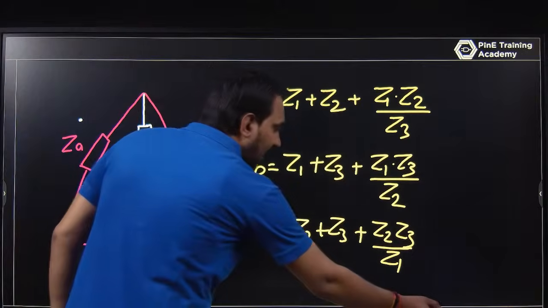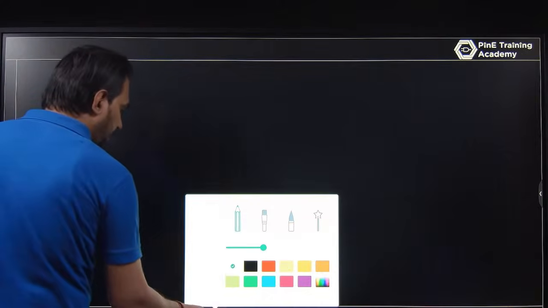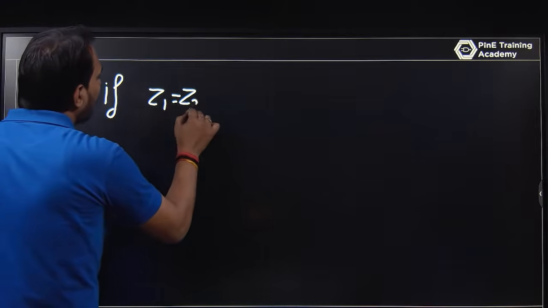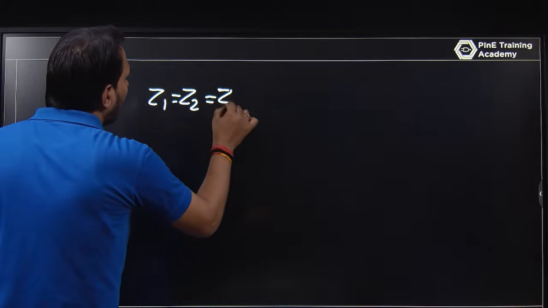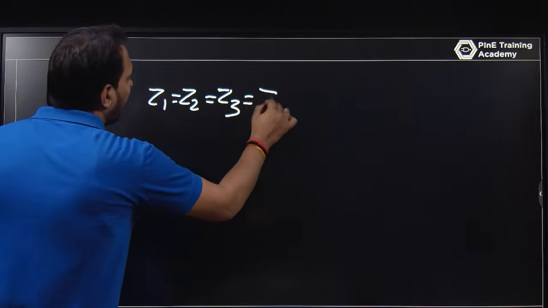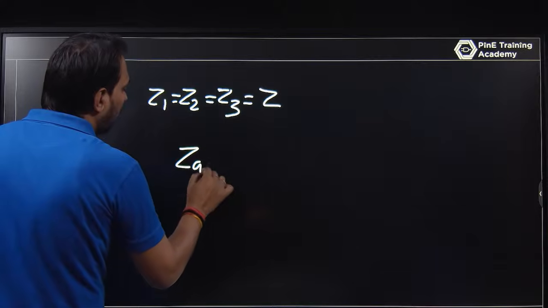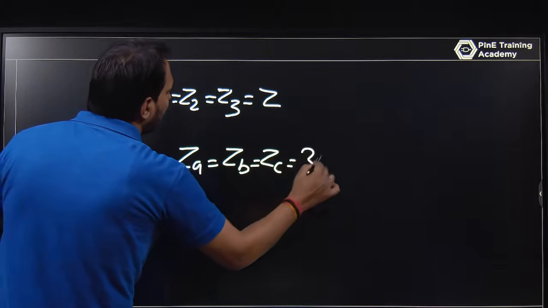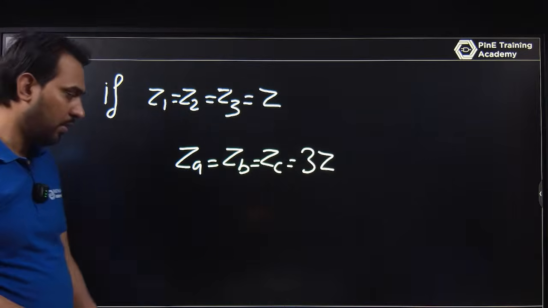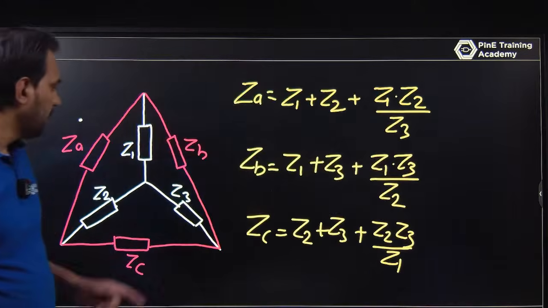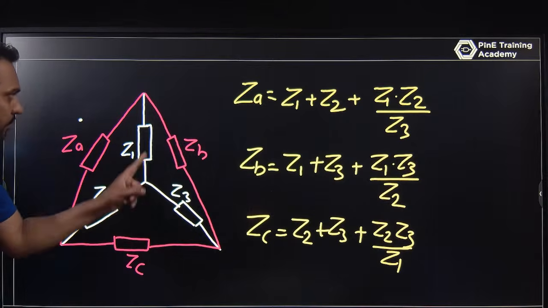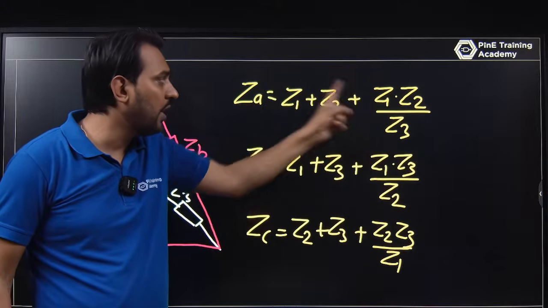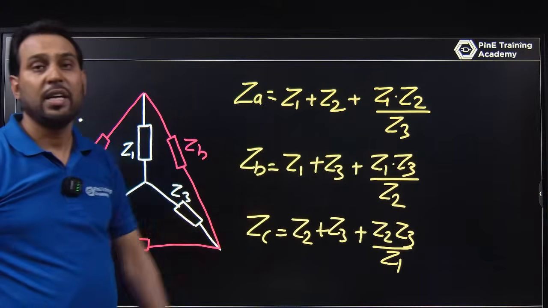So I am telling that if Z1 is equal to Z2 is equal to Z3 is equal to Z, then ZA, ZB, ZC is equal to 3Z. Just check it. This is 3 ohm, 3 ohm, 3 ohm. The value will be 3 plus 3 plus 3, 3 into 3, that is 9 upon 3. 3 plus 3 plus 3, that is 9.